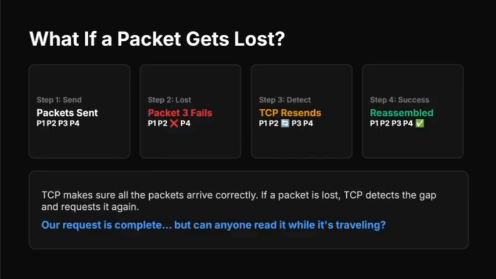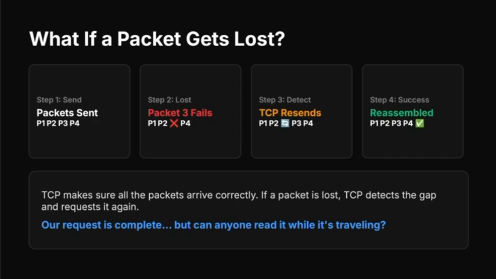Let's imagine something goes wrong. As you can see in step 1, your computer sends 4 packets, P1, P2, P3 and P4 respectively. Now move to step 2. Notice that packet 3 never reaches its destination. It gets lost somewhere along the way. Without that missing packet, Google receives an incomplete request. So what happens next? That's where TCP comes in.